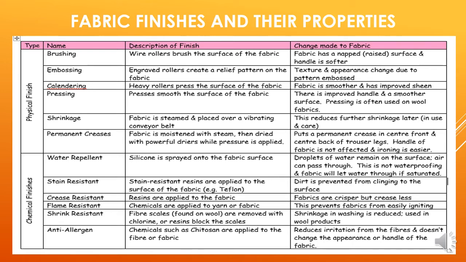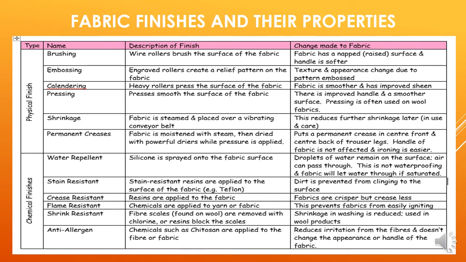It saves us from having to iron them ourselves. Then we're on to chemical finishes. These are ones that are literally done by spraying the fabric at some point. Water repellent is self-explanatory, so a waterproof jacket would obviously need a water repellent spray. You can buy ones and do them yourself for shoes, trainers, to protect them.